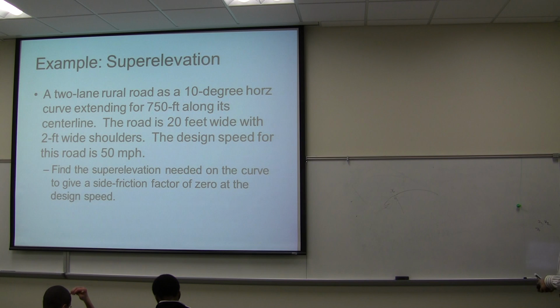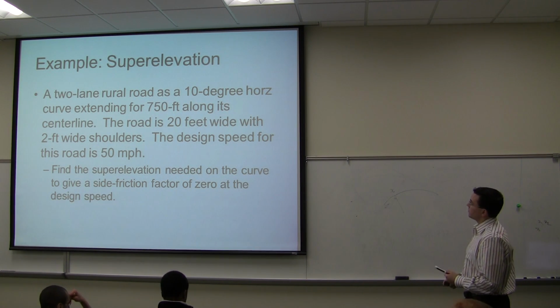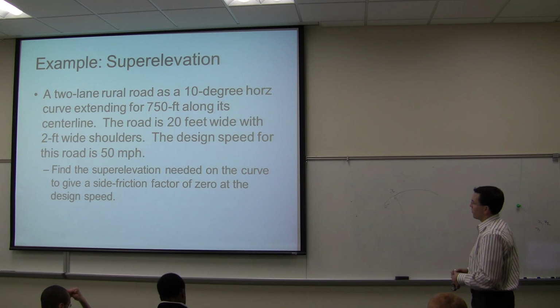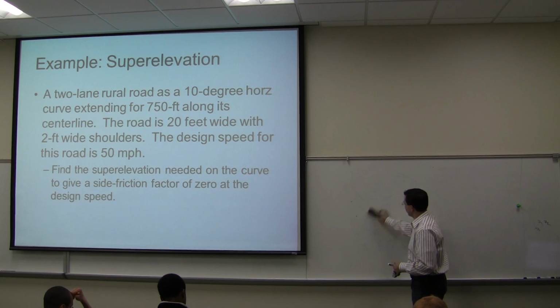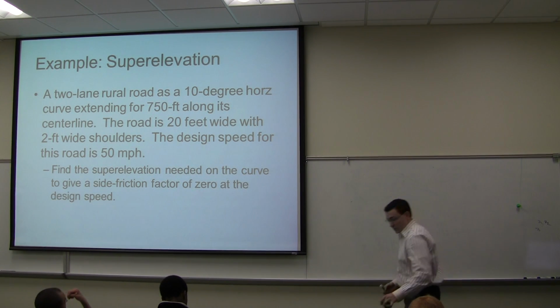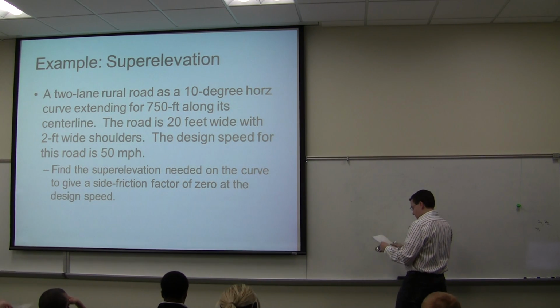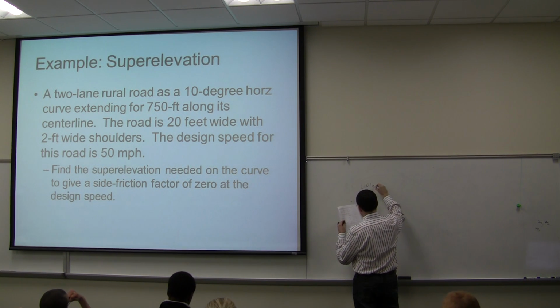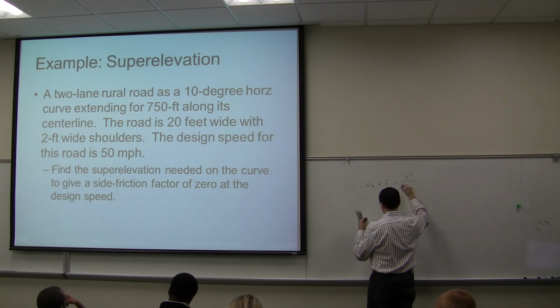All right, so superelevation. A 2-lane road has a 10-degree horizontal curve extending for 750 feet along its center line. The road is 20 feet wide with 2-foot wide shoulders, and the design speed for the road is 50 miles per hour. So the actual equation for superelevation: 0.01 E plus F is equal to V squared over 15R.